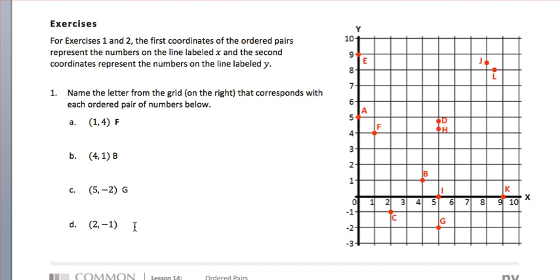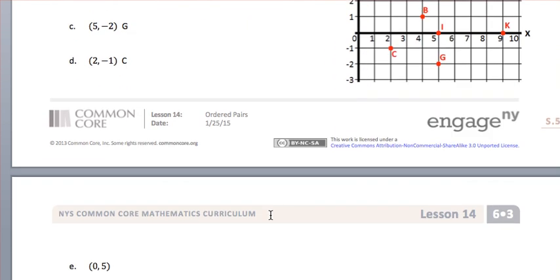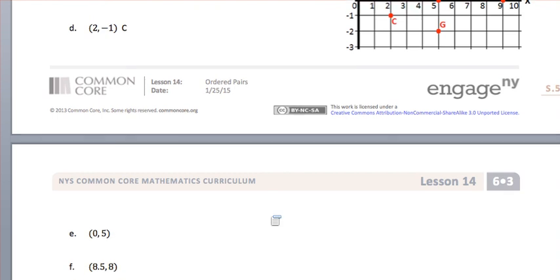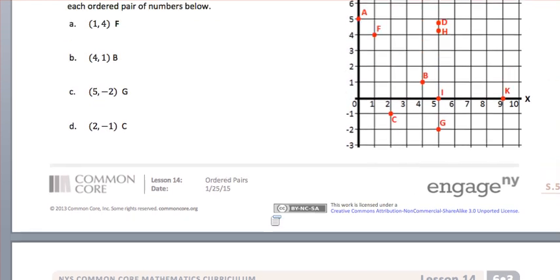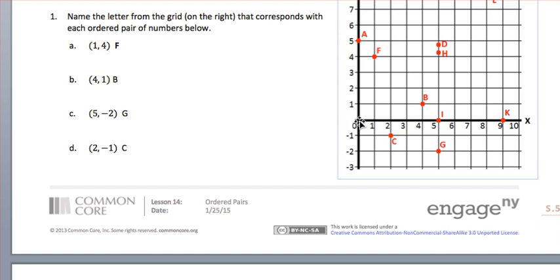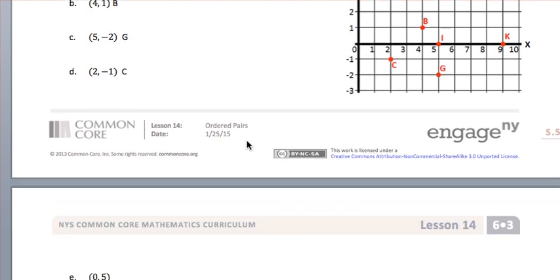And finally, we have 2, -1, so we start at 0, go over 2, and down 1. Because again, these are number lines, and they are crossing at 0. So there is a horizontal number line and a vertical number line. 0, 5 would be 0 side to side and up 5, so that's point A.